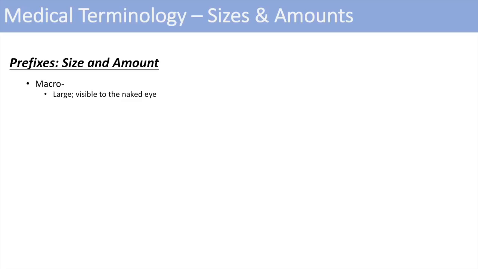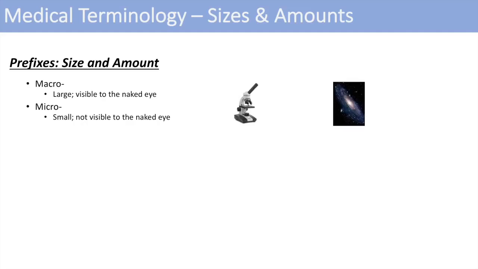Macro just means large, and it typically is used in the context that it is visible to the naked eye. So you might have heard of macroscopic, macroeconomy. The opposite of that is micro, which just means small, or not visible to the naked eye. The way I like to remember this is to think of a microscope. Some things in the world are microscopic, and other things, like our galaxies and our observable universe, are macroscopic.